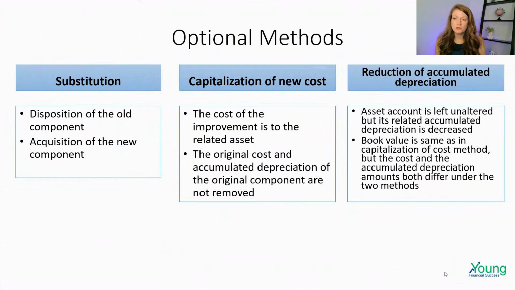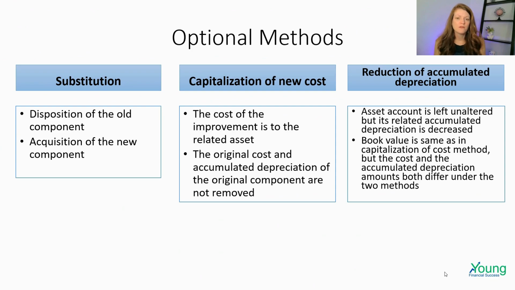So substitutions. If we do an improvement on an asset, these are 3 different ways that we could account for it. Substitution: we are going to dispose of the old component and we're going to have a new component. So we are actually getting rid of one and substituting it with another. Capitalization of new costs: the cost of the improvement is added to the related asset. The original cost and accumulated depreciation are not removed. We are just going to add this to that asset. Or reduction of accumulated depreciation is also an option.